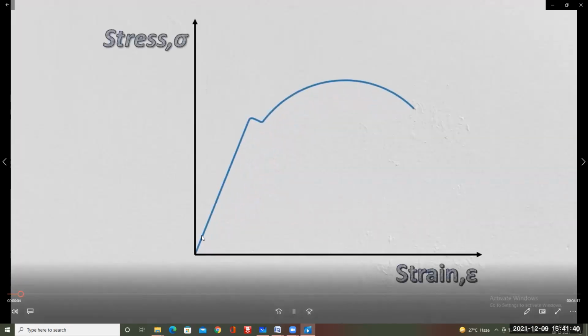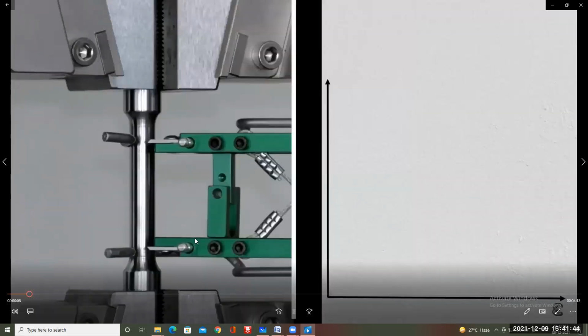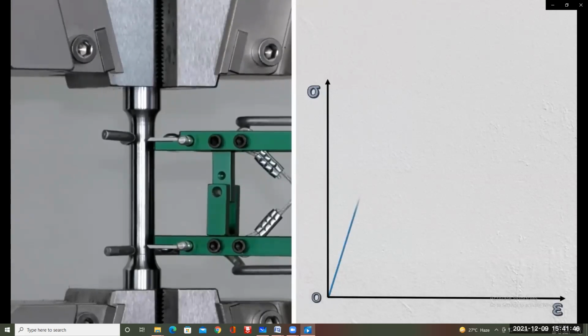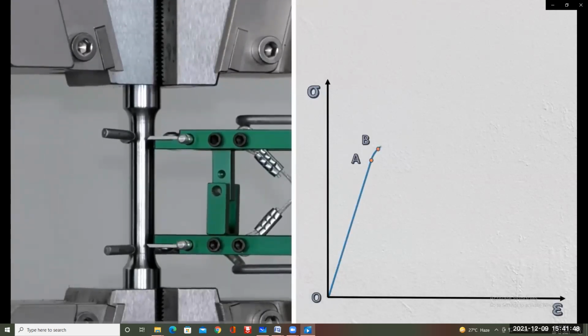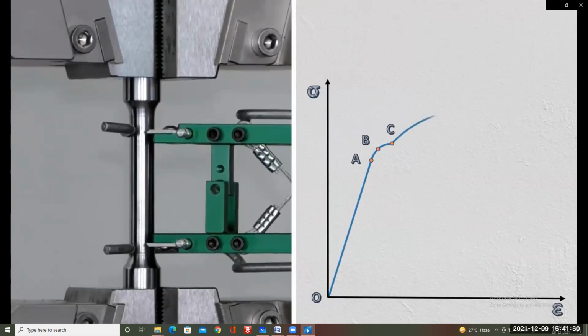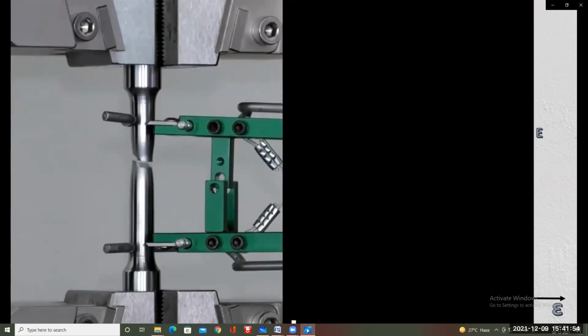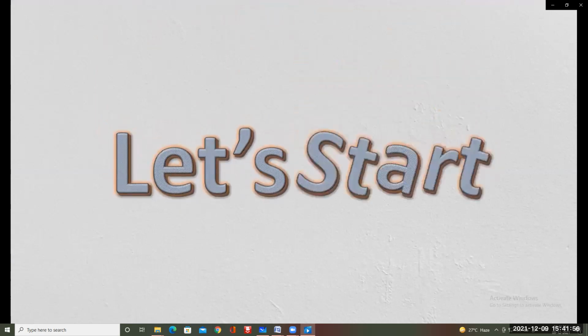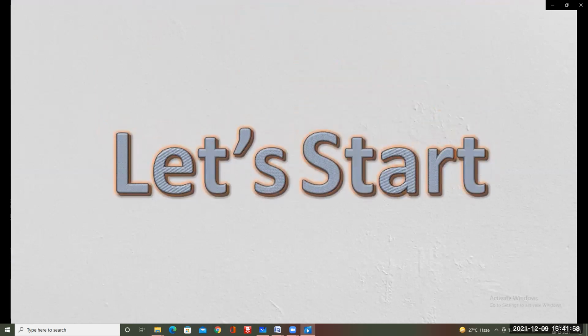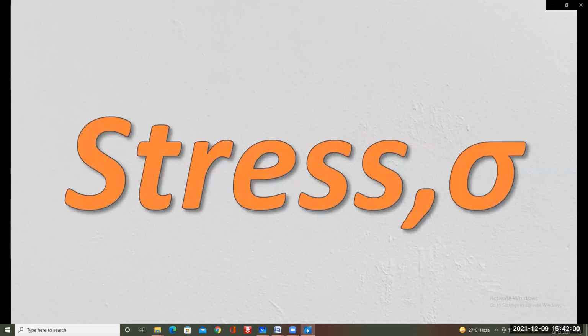Stress-strain curve is a stepping stone to understand properties of engineering materials. This curve is plotted for a variety of engineering materials during the tensile test. In this video I will explain the stress and strain curve in a very easy way. So, let's start with the basic terms we use in this curve, which are stress and strain.